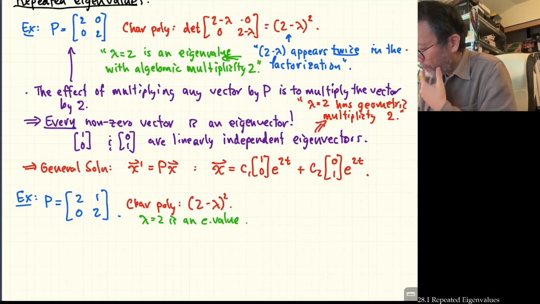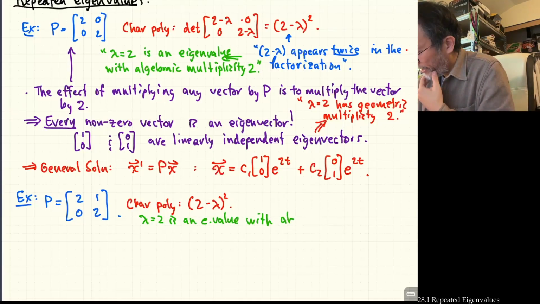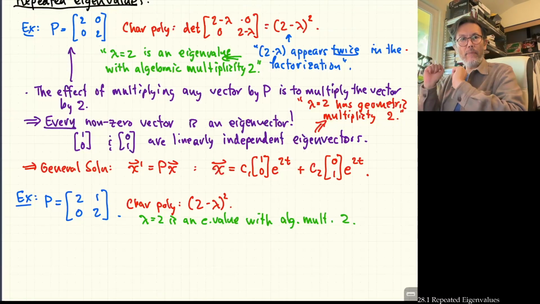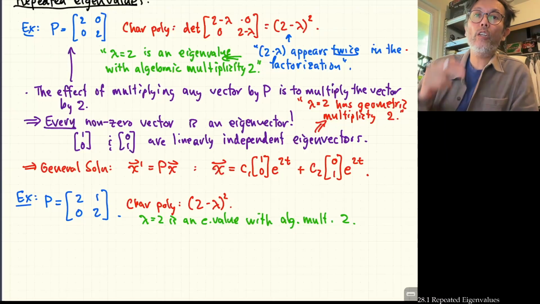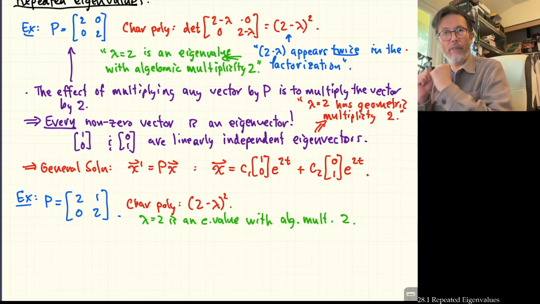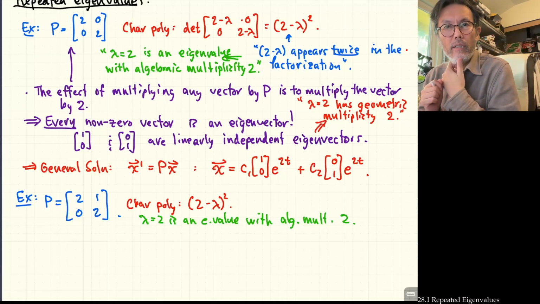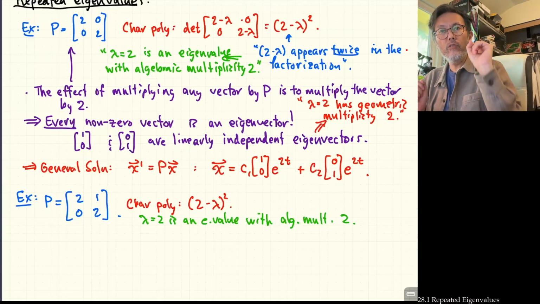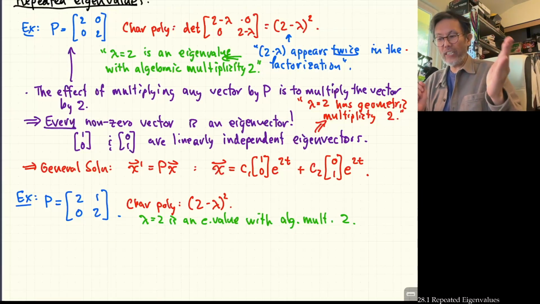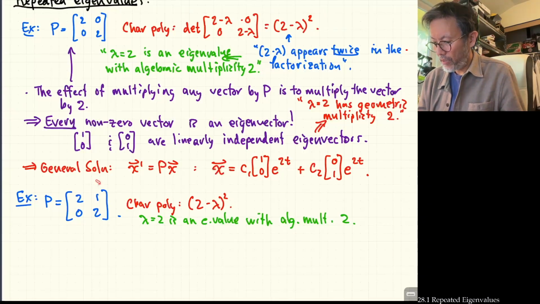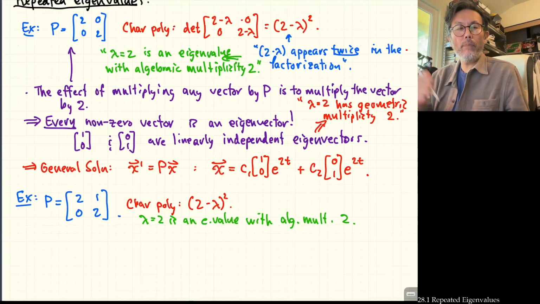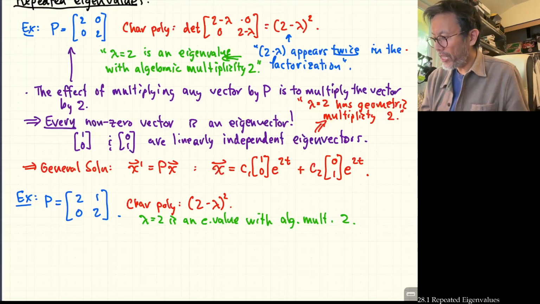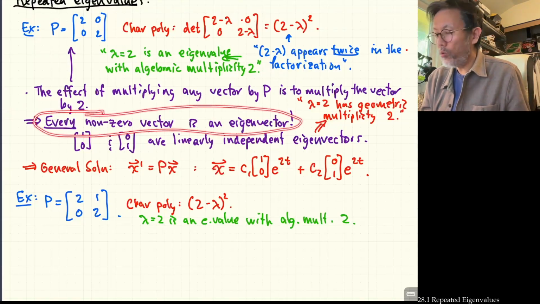Is an e-value with algebraic multiplicity 2. Okay, exactly the same as in the previous example. Why? Because 2 minus lambda appears twice in the factorization of the characteristic polynomial. That's why. Okay? But now it is no longer the case that the effect of multiplying by this P is as simple as just multiplying the vector by P. So in particular, this statement is no longer true about this matrix.